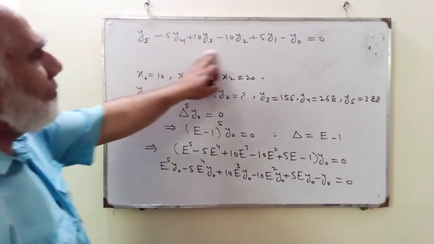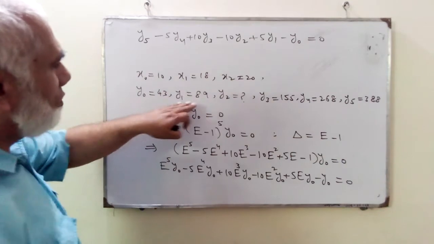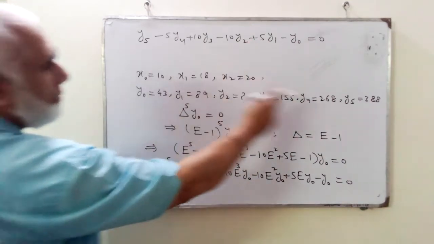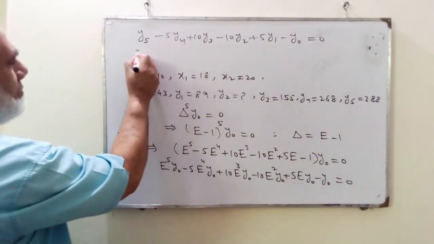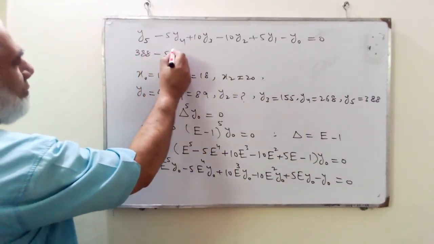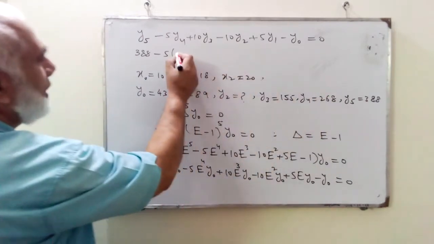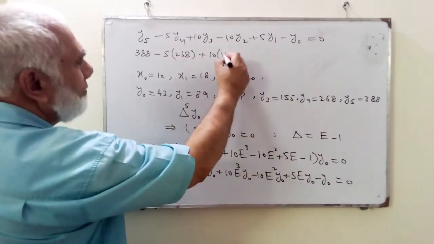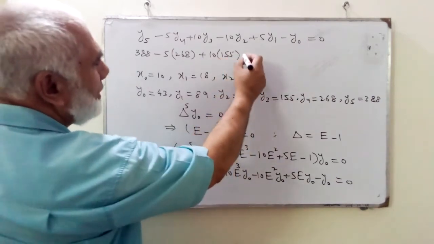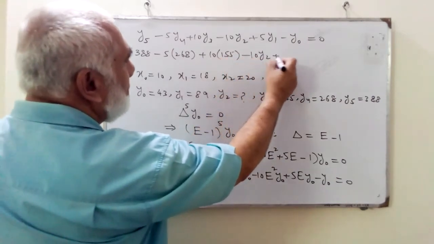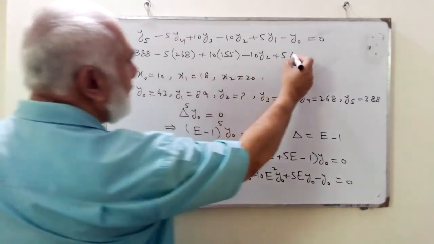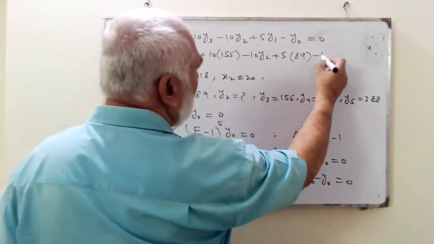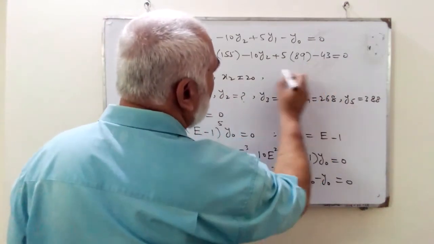So here you can see we have all the values of y, and those values are present here, so we can put them into this polynomial. So y5 is 388 minus 5 y4, y4 is 268, plus 10 y3, y3 is 155, and y2 is missing, so I keep it as it is, plus 5 y1 which is 89, and the last one is y0 which is 43, and the net result is equal to 0.